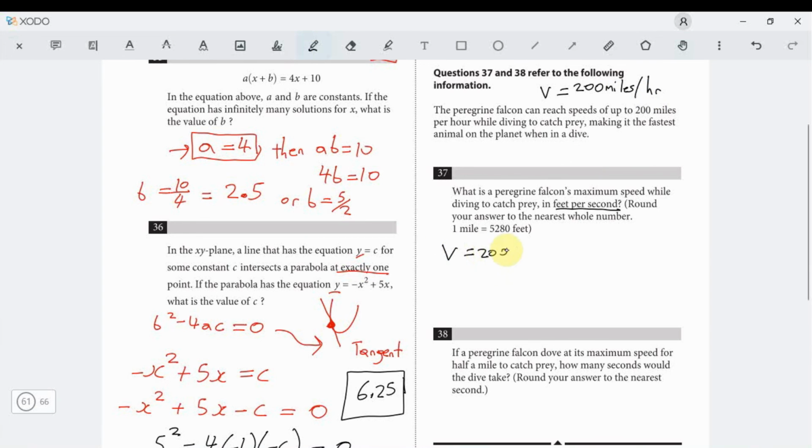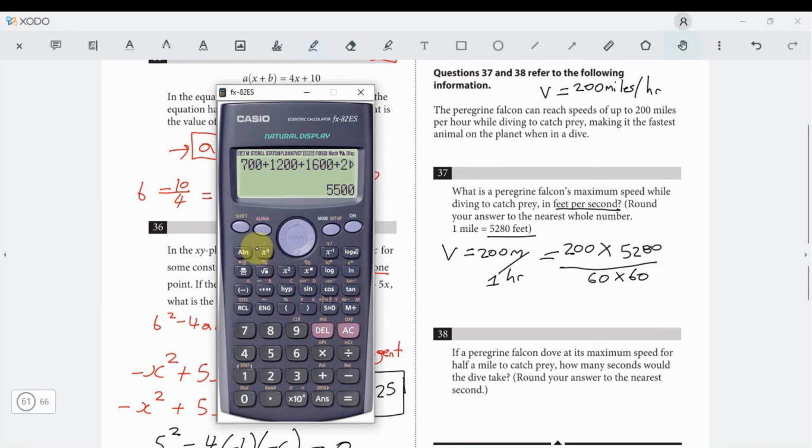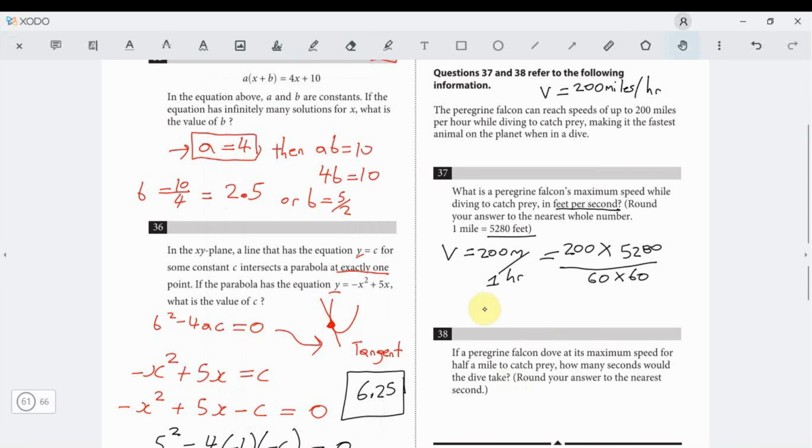So the speed, which is 200 miles per hour, that's equal to 200 times, they told us that 1 mile is 5,280 feet, divided by, to convert from hours to seconds, 1 hour is 60 minutes and 1 minute is 60 seconds. So we got 60 times 60. Punch that in the calculator because we don't have time to waste. 200 times 5,280 divided by 60 times 60. Bam. Put that in the calculator and we'll get 293. So the speed is 293 feet per second.